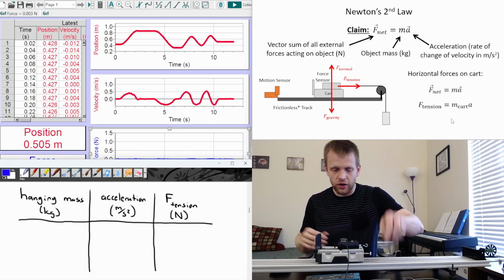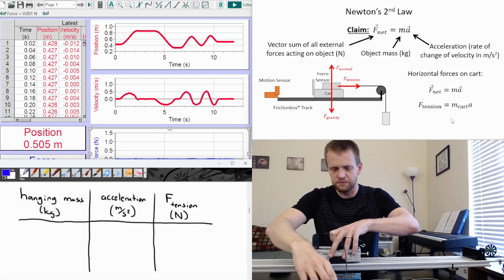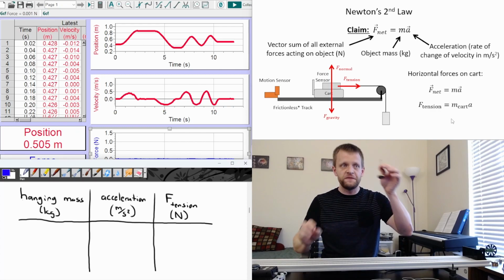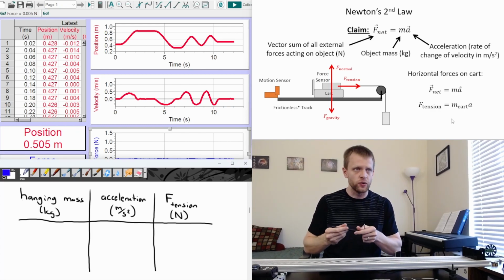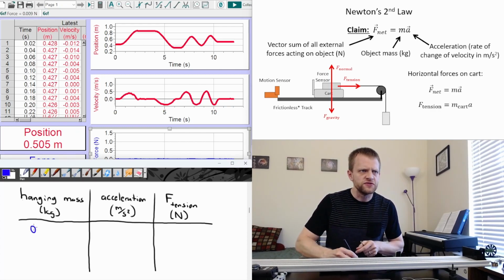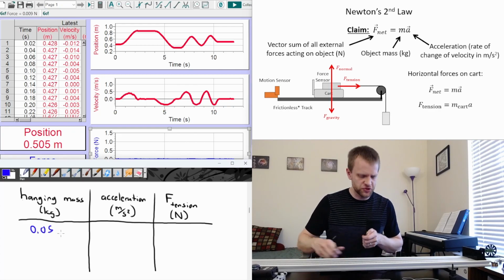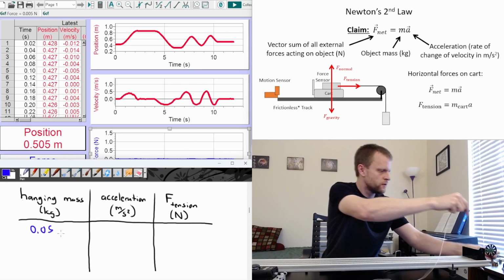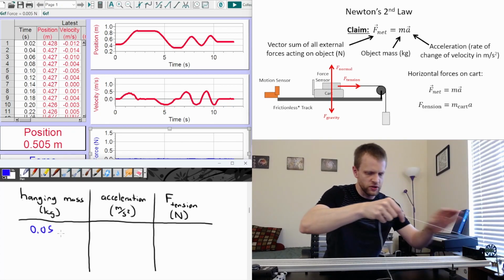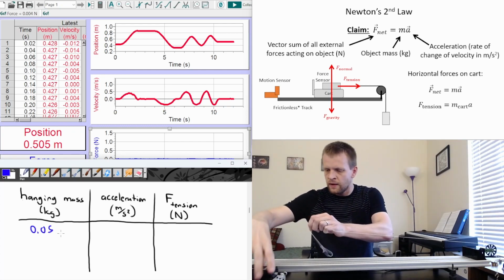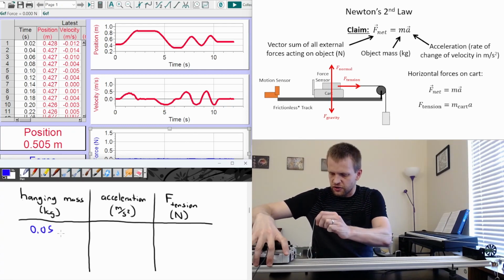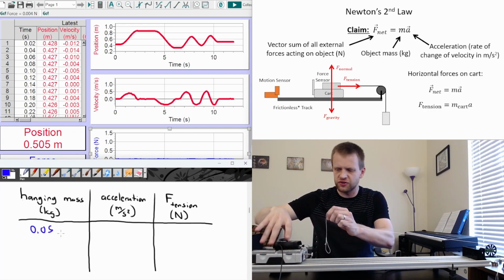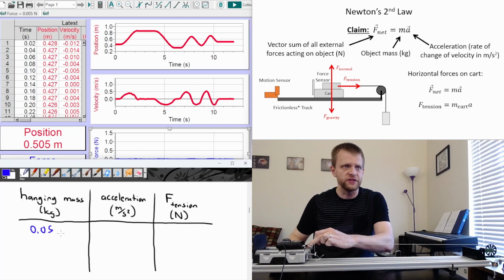So let's start with an initial run. I'm going to move a few things out of the way here, and let's start with just 50 grams for the hanging mass. So I'm going to start with a hanging mass of 0.05 kilograms. We're going to take our string, put that around the end of the pulley, and put our cart on the track. There is a wire attached to this cart. Hopefully that doesn't cause too much interference when we're taking our data.